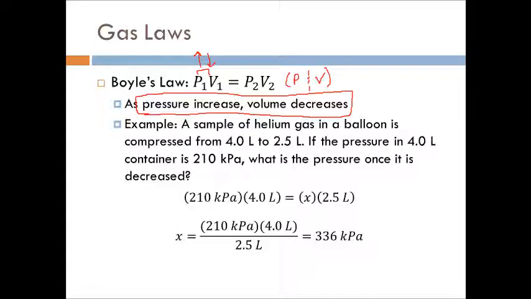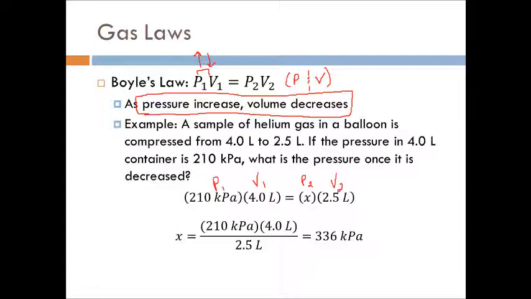All right, so let's do a quick example of how to use this. A sample of helium gas in a balloon is compressed from 4 liters to 2.5 liters. If the pressure in the 4-liter container is 210 kilopascals, what is the pressure once it's decreased? All right, so we take our equation up here, and in this instance, instead of trying to rearrange the equations for what we're solving for, which I was doing in class, what I've done here is I've just gone ahead and plugged it in. It seemed like this clicked with a lot more of y'all. So we're going to plug in our P1 here. We're going to plug in our V1, okay? We don't know P2, that's what we're solving for, and we plug in our V2.